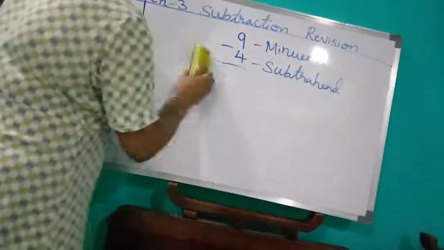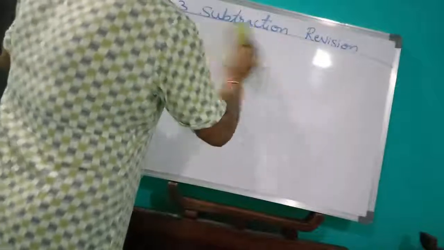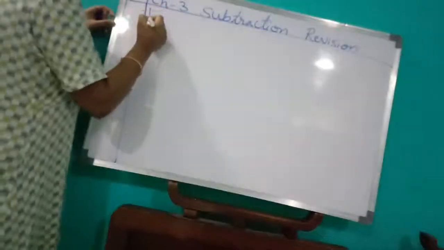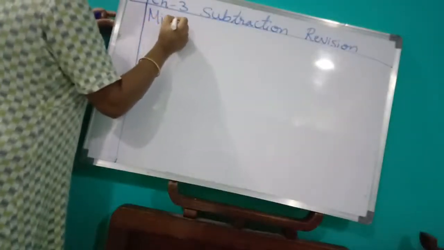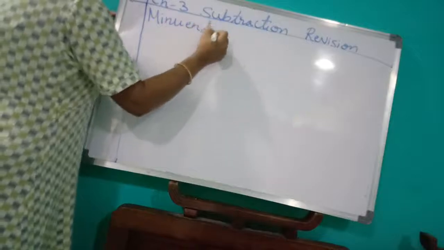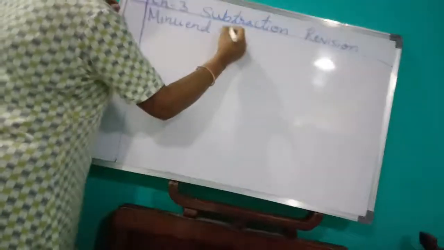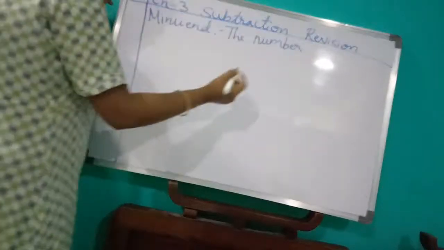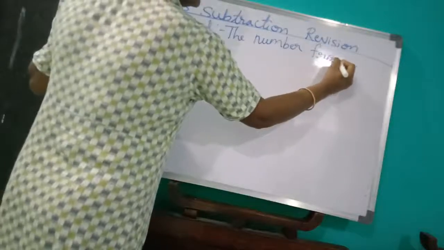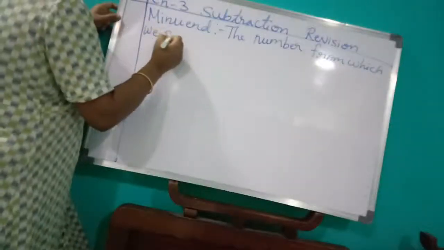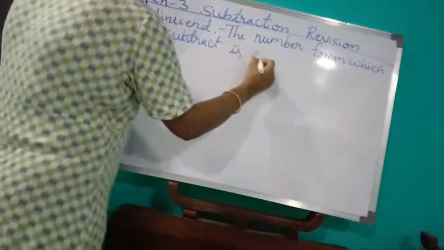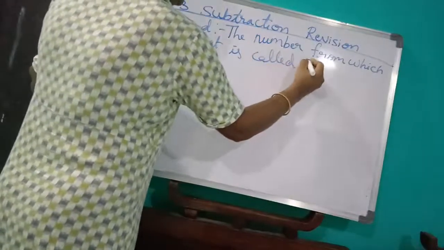What is meant by minuend? I will write on the board. Okay? You should write in the classwork, children. Okay? Minuend: the number from which we subtract is called minuend.